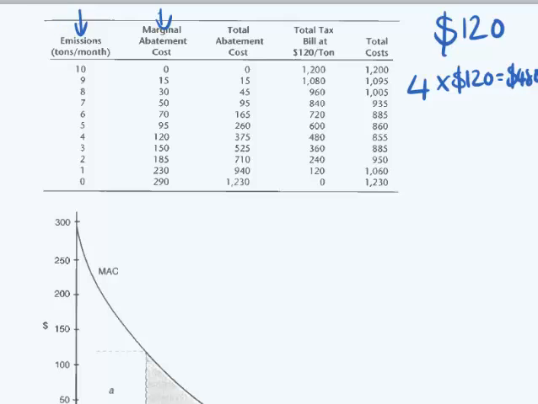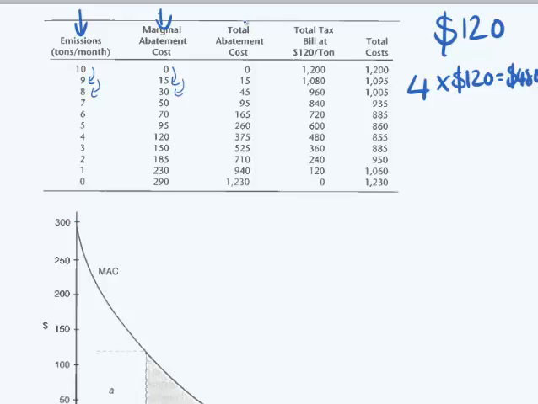However, when I want to reduce it from 10 to 9, it would cost $15 for that reduction. If I want to reduce it from 9 to 8, it would cost $30 for that reduction, and so forth. So you can see the marginal abatement cost gets more as I get closer to 0, and that also makes sense from what we know about marginal abatement cost. Initially it's quite cheap to reduce the amount I emit by 1 unit, and then later on it gets really expensive.